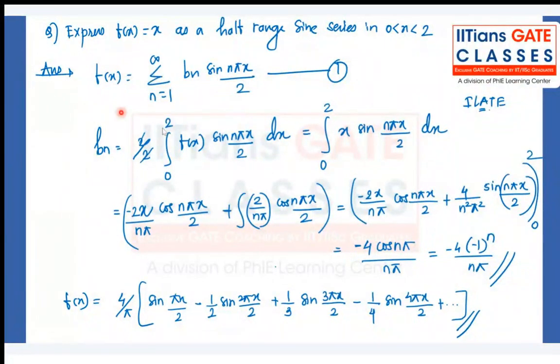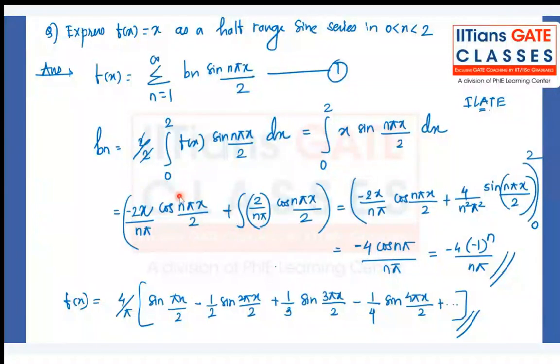And you know, half range series is a very simplified version, which is summation n equal to 1 to infinity bn sine of n pi x by L. L is 2 in this case, right? Because half range series starts from 0 to L. So L is 2 in this case. So the only point is that you have to calculate the Bn in this case. So what is the Bn formula?